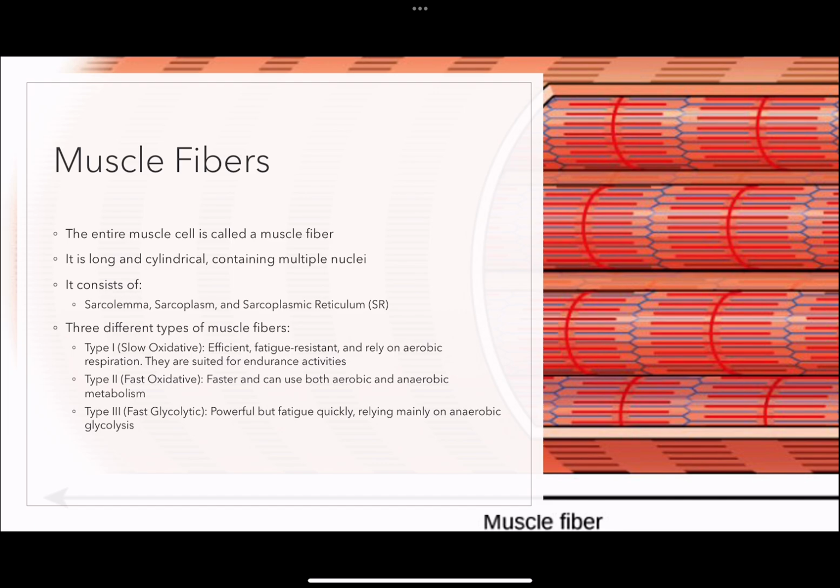So there are three different types of muscle fibers. The type 1 is slow oxidative, which is efficient, fatigue resistant, and relies on aerobic respiration, and they're suited for endurance activities. Type 2, which is fast oxidative, these are faster and can use both aerobic and anaerobic metabolism. And then type 3, which is fast glycolytic, which are powerful but fatigue quickly, relying mainly on anaerobic glycolysis.